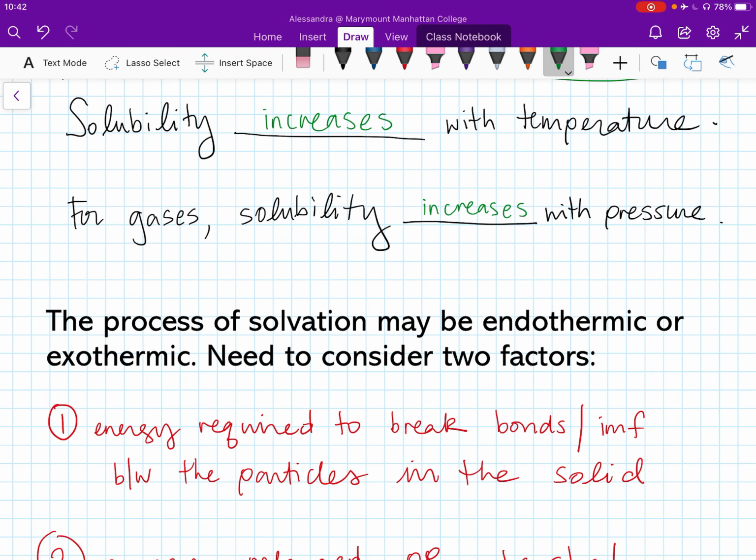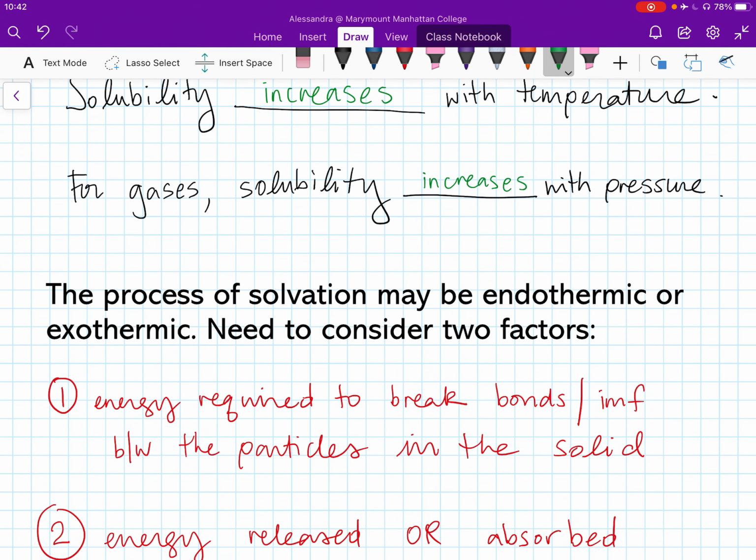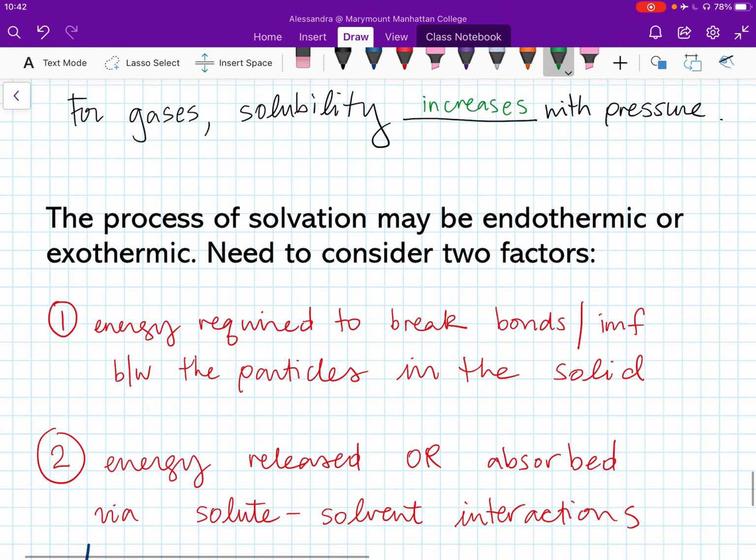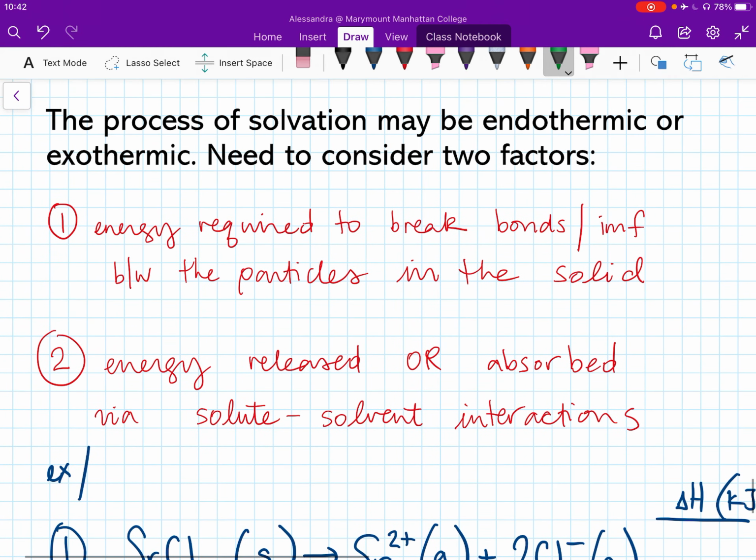So what governs solubility? We have to think about the process of solvation. And when I say solvation, I mean the dissolution of solute in solvent. How does a solute become solvated by the solvent particles? Well, that process can be endothermic, meaning that it requires energy input, but it can also be exothermic, meaning that it releases energy.